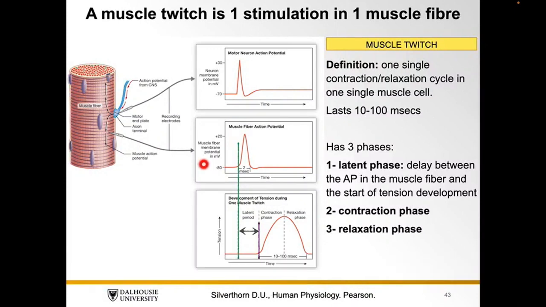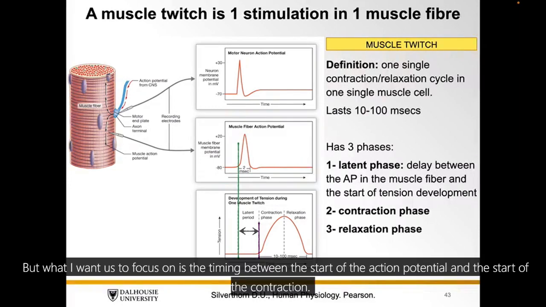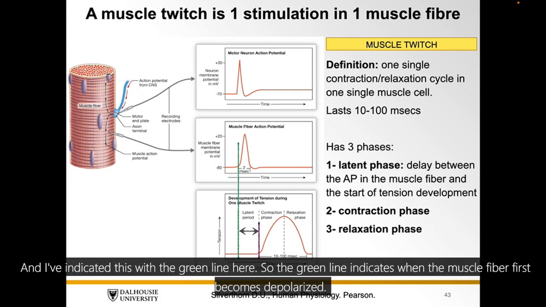The second graph here shows the action potential within the muscle fiber. So you see here the characteristic shape of the action potential. But what I want us to focus on is the timing between the start of the action potential and the start of the contraction. And I've indicated this with the green line here.